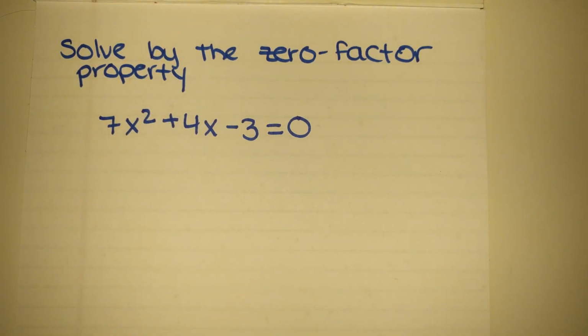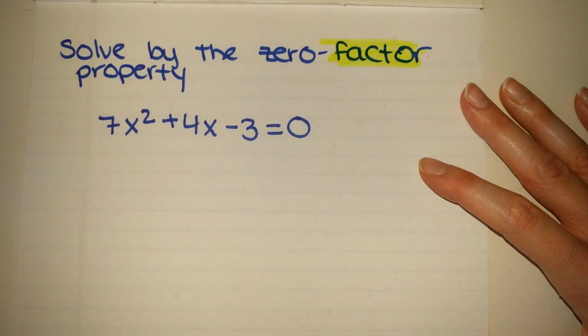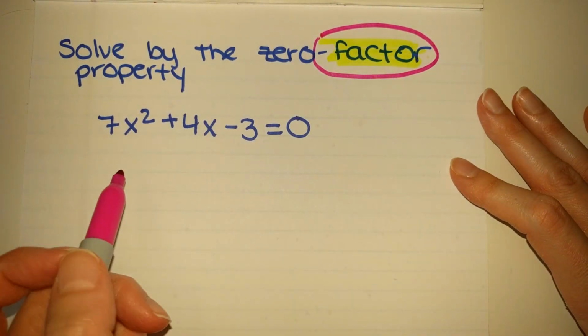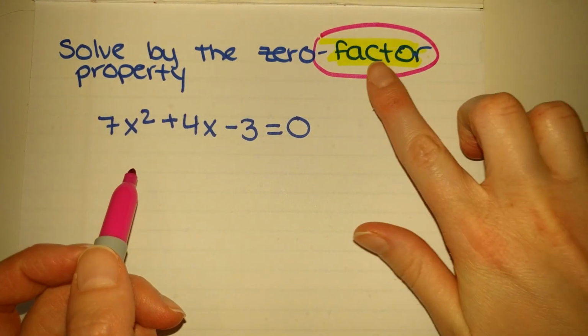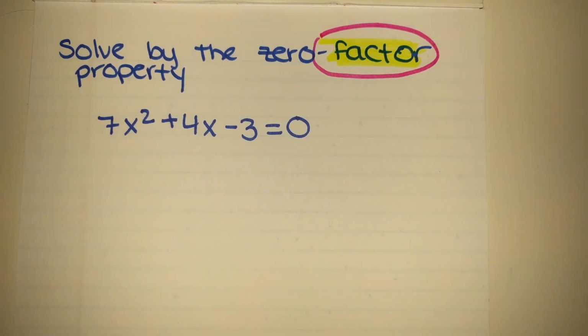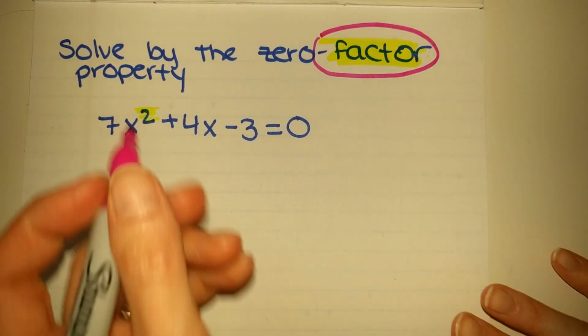All right, so the instructions for this question say to solve by the zero factor property, and basically that is their way of telling you that we want to try to factor this quadratic equation. So if you read the instructions, there's kind of a hint that you should be factoring it, but also when you look at the actual equation, you see that you have a square power. So you do have a quadratic equation.